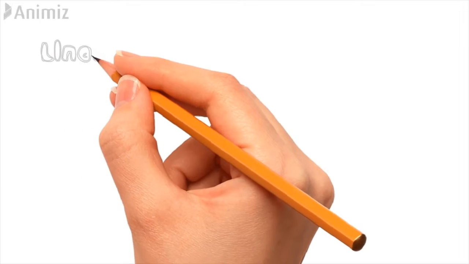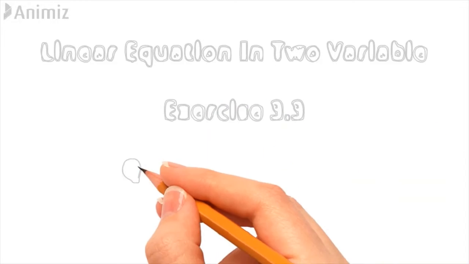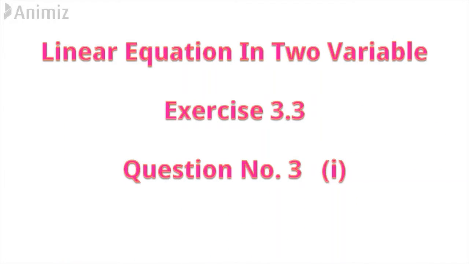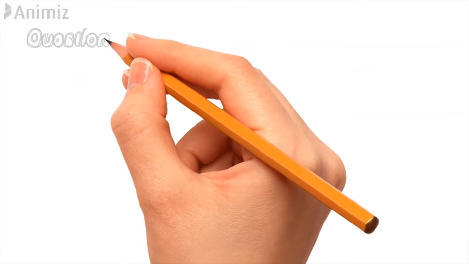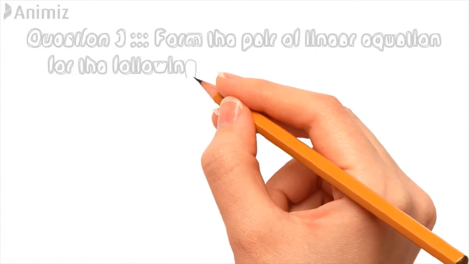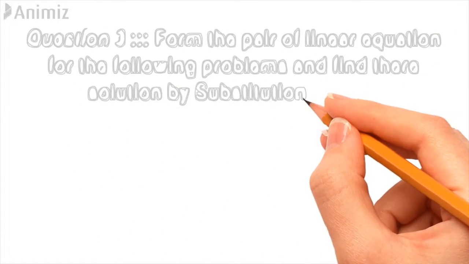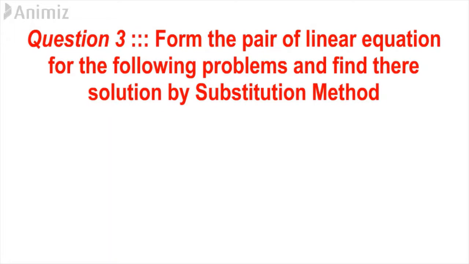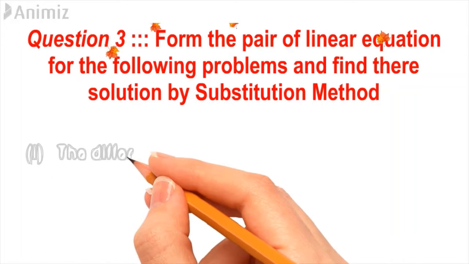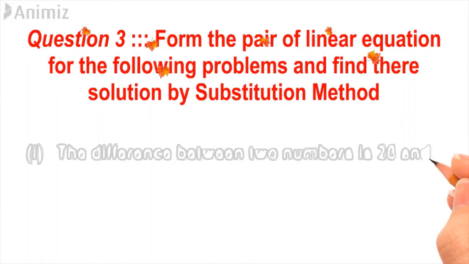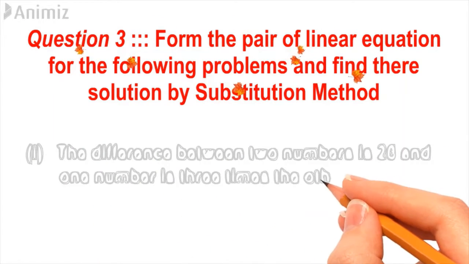So in this video, we will see the questions from exercise 3.3 of linear equations in two variables. First let us look into question number 3, the first part of that question. I'll just read out the question. Form the pair of linear equations for the following problems and find their solution by substitution method. The first one is: the difference between the two numbers is 26 and one of the numbers is 3 times the other.